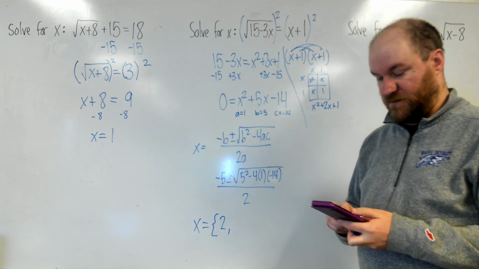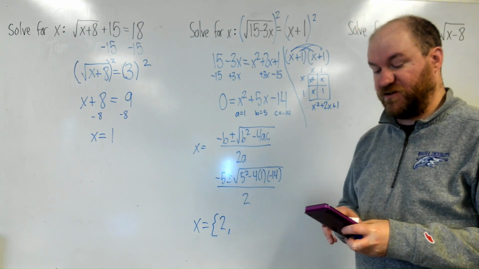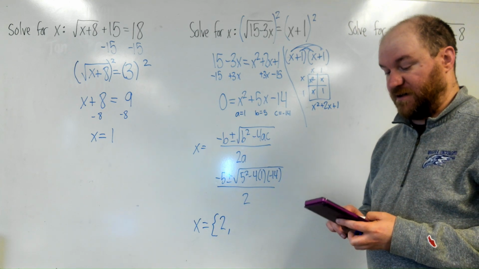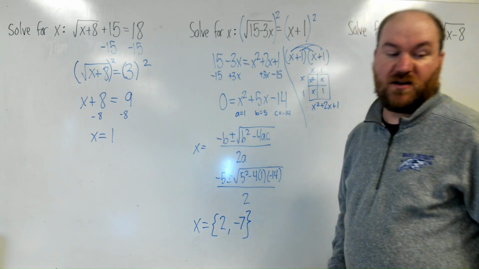And the other answer, when I use that as, remember, plus or minus, you got to do it twice. Once with a plus, once with a minus. When I do it as a minus, I get negative 7 as the other answer. Now, here's the interesting thing.